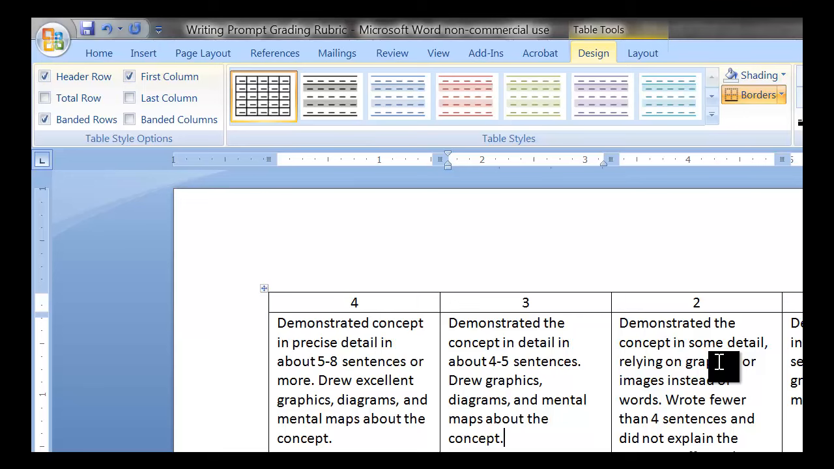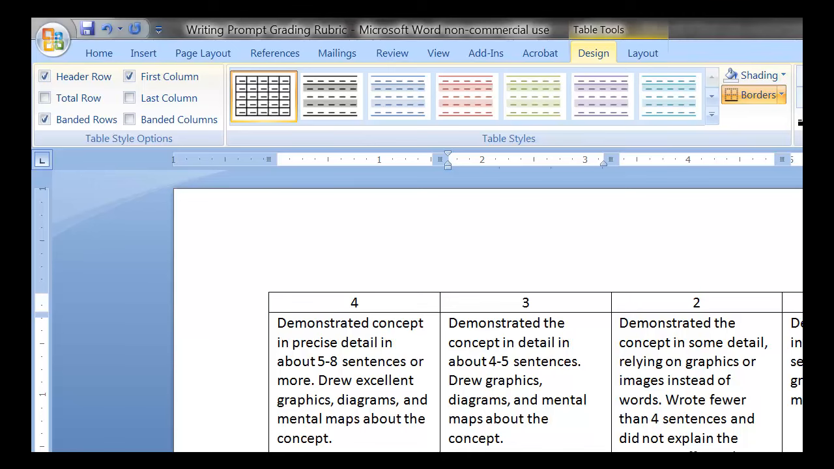If you got a 2, you did demonstrate the concept in some detail, and you relied mostly on your graphics or your images instead of words. And you wrote fewer than 4 sentences, and you did not explain the concept sufficiently. And a 1 is you demonstrated little or limited information, little to no sentences, and limited or no graphics explaining your main ideas. So this is what we're going to use to grade you guys.